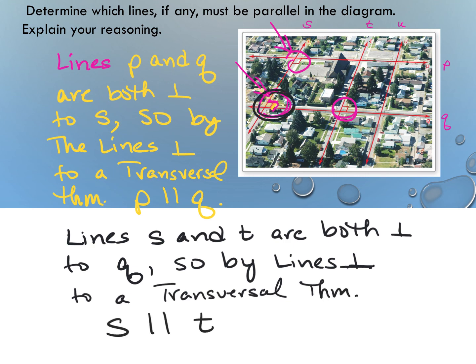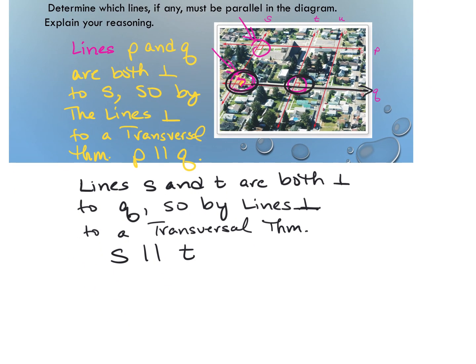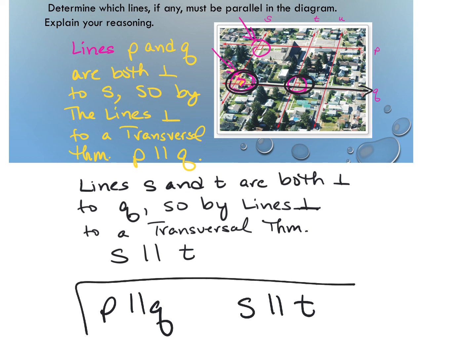So I've got these two markings right here showing that they are perpendicular to line Q. So then I could state that those two lines where the right angles are parallel. Yes. From the photo, I could state that P is parallel to Q and S is parallel to T, and I'm using the same theorem for both. This is what I can conclude from my picture here.